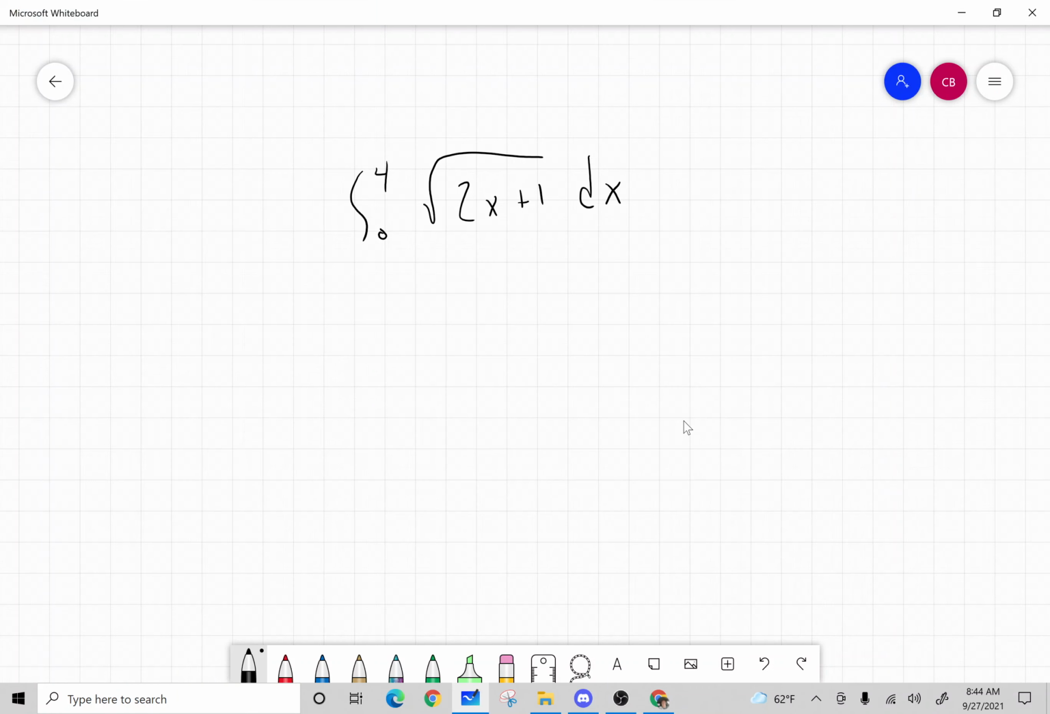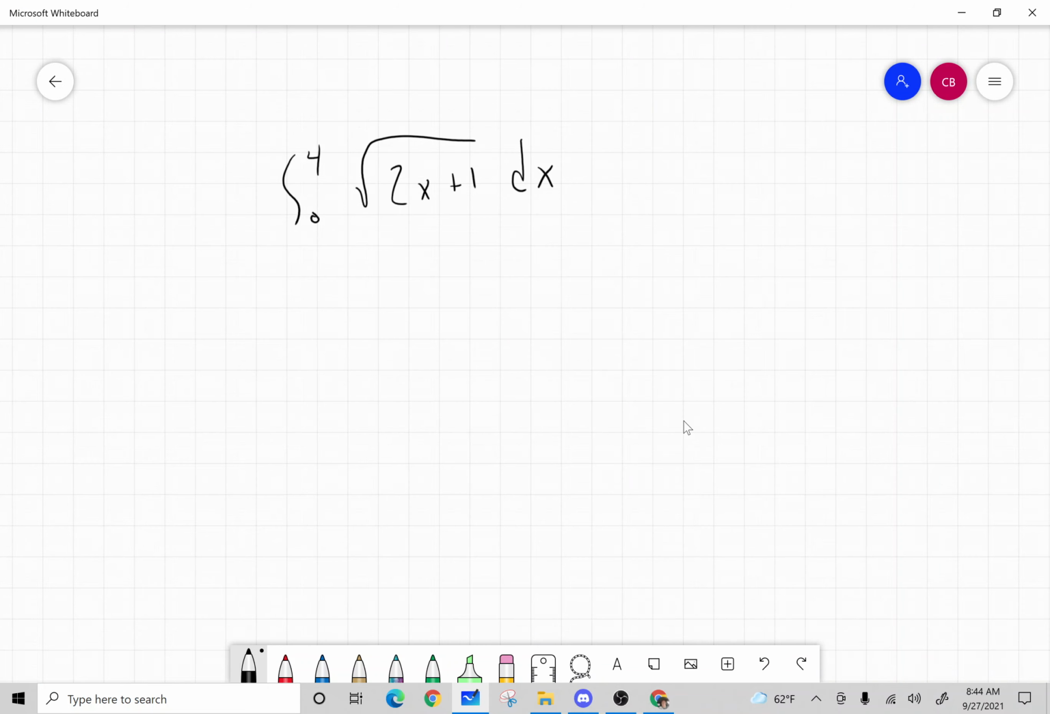So we've got the integral from 0 to 4 of square root of 2x plus 1. What I want you to do is try to predict what I'm going to do. Maybe pause the video and try to guess what I'm going to choose for u. And so I would do that now. So u is going to equal 2x plus 1. So that means du is going to equal 2 dx.